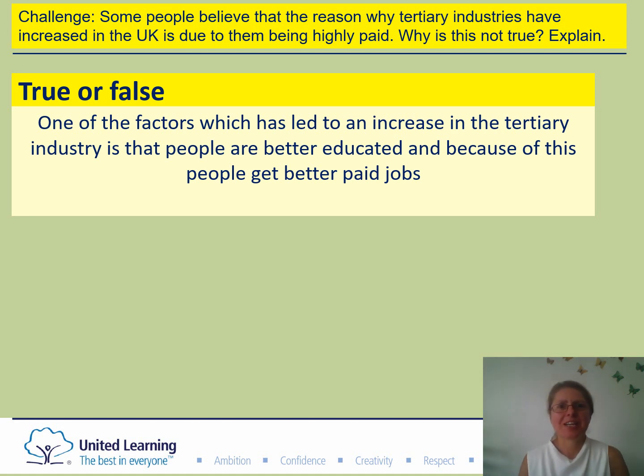So let's complete the challenge task. True or false? Many people believe that one of the factors which has led to an increase in the tertiary industry is that people are better educated, and because of this, people get better paid jobs. What do you think?